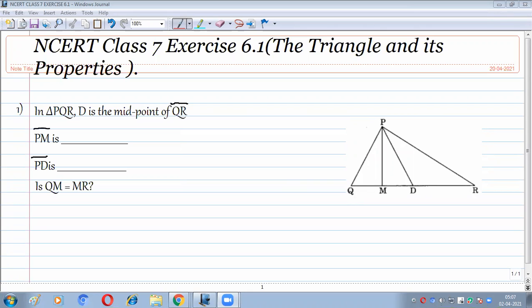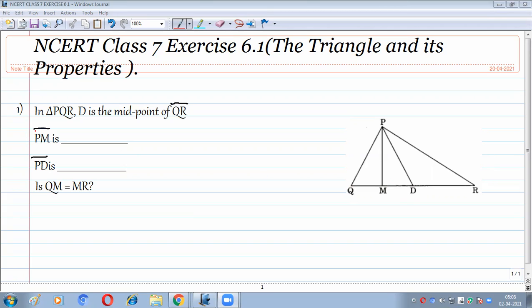So here we will start with question number 1. Question number 1 is: in triangle PQR, D is the midpoint of line QR. So here is that line, and the midpoint of this line is situated here, which is called D. So here D is the midpoint of line QR. Now we have to answer some of the questions given below.